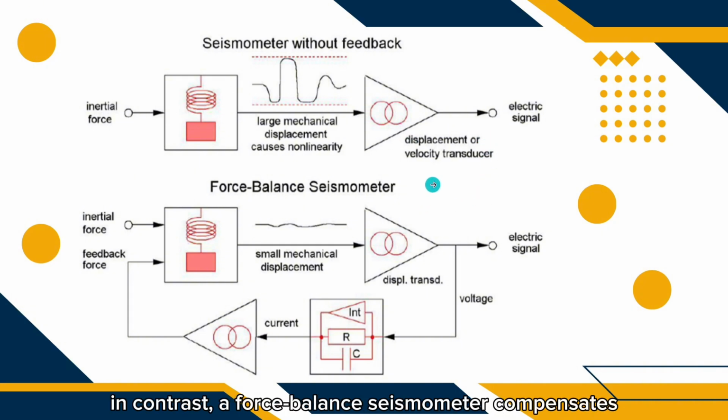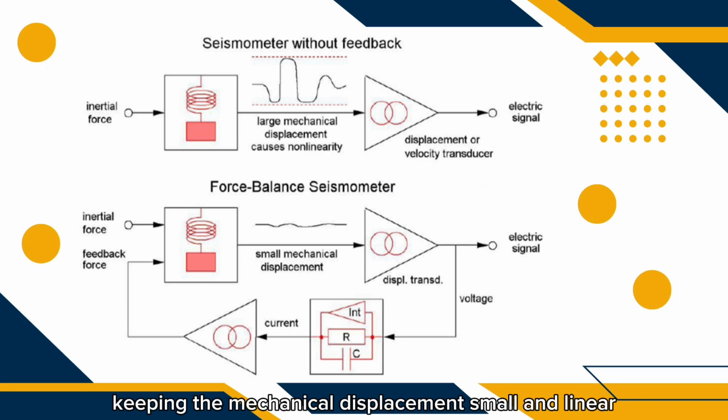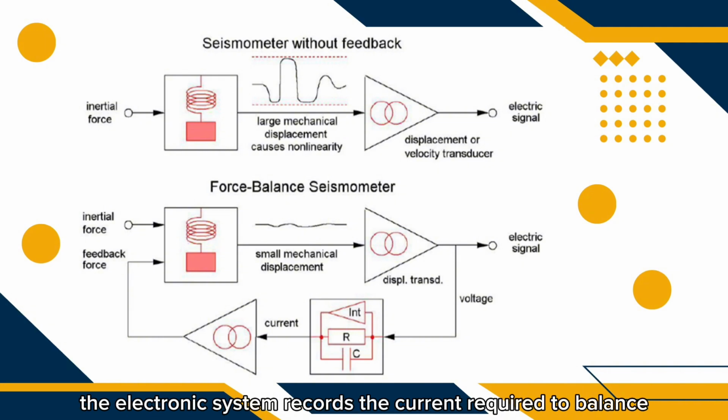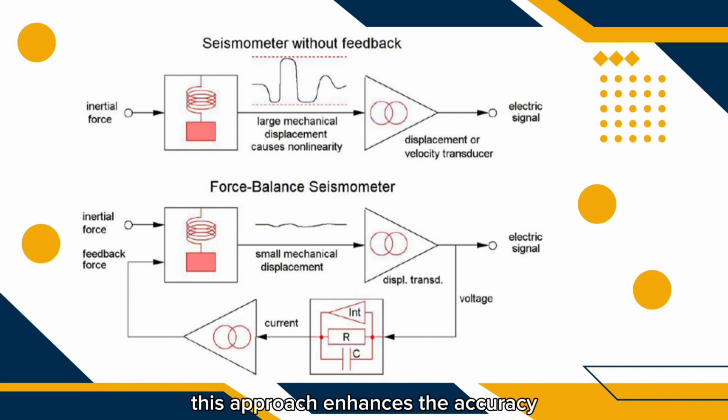In contrast, a force balance seismometer compensates the inertial force with a feedback force, keeping the mechanical displacement small and linear. The electronic system records the current required to balance this force and then converts it into an electrical signal. This approach enhances the accuracy and sensitivity of the seismometer.